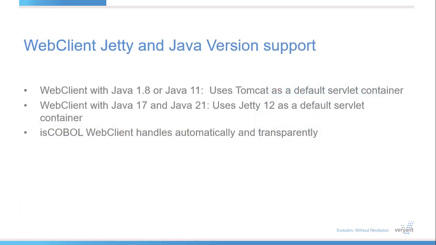Web Client has had a built-in Jetty servlet container since we introduced it. We've updated our Jetty version to 12, but Jetty 12 only supports Java 17 and 21. So in order for us to continue supporting Java 1.8 and Java 11, the Web Client will use Tomcat instead of Jetty for those versions. Now this is just for your information. You don't have to do anything. Web Client does all of this automatically.